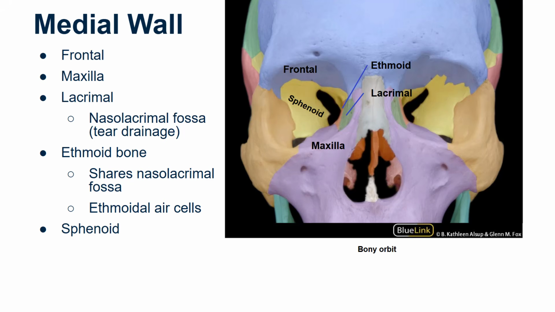So there's a shallow indentation on the lacrimal bone called the nasolacrimal fossa, and part of this is shared with the ethmoid. And so that is part of the conductive pathway of tears. So there is a nasolacrimal duct which will conduct those tears from there to the inferior nasal concha. The ethmoid bone also hosts the ethmoidal air cells, which are going to be medial to the orbit.